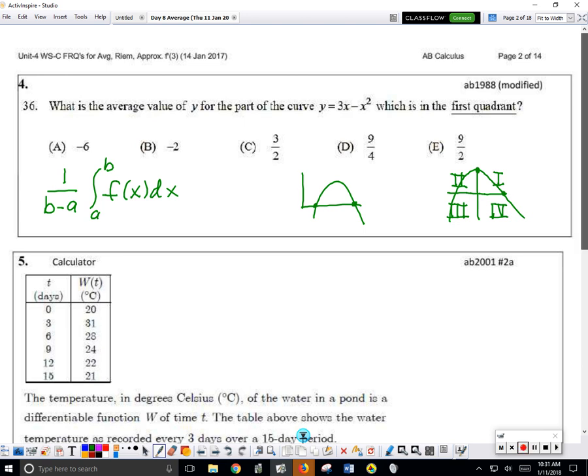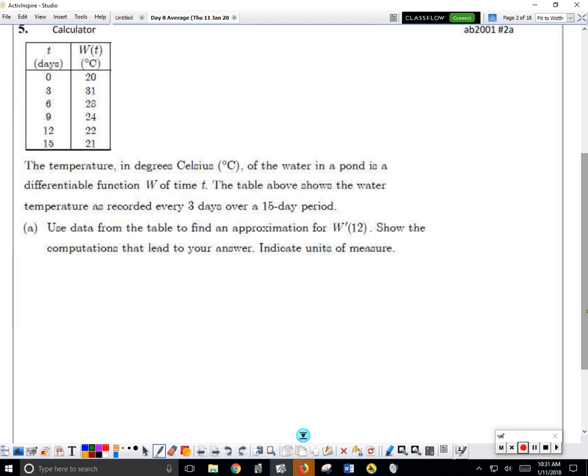Go to number 5. Okay, number 5 is exactly what I was giving you an example with on number 1. They're asking you to find W prime of 12. Look at the table, please. I want you to show me with your hands. We're supposed to be finding a tangent slope of W. That means we use a secant slope to approximate a tangent slope.